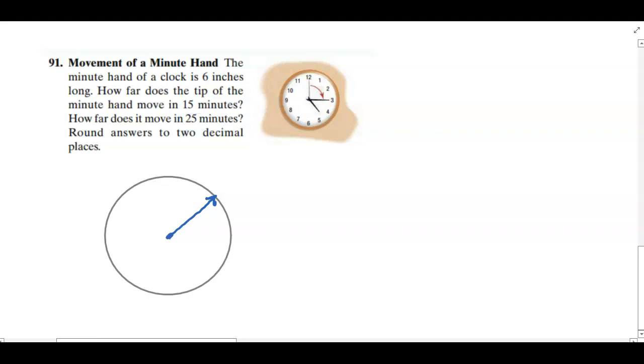So read the problem. You might want to pause the video and read the problem. So it moves around in 25 minutes, and 30 minutes would be half of it, so 25 may be about right there. It says, how far does it move in 25 minutes? Well, that's the arc length here. And so what we need is S equals R theta. They tell us that the minute hand is 6 inches, but we need theta. What is this theta in 25 minutes?